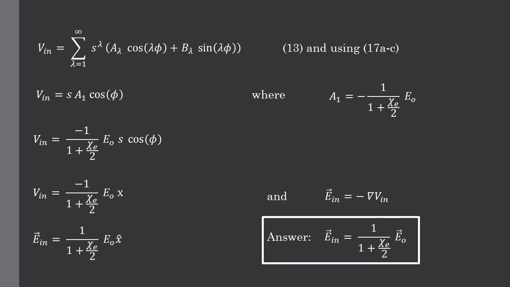So much like example 4.7 with the dielectric sphere in the uniform electric field, for the linear dielectric cylinder, we find that the electric field inside the cylinder is just the electric field E naught, but the magnitude is divided by 1 plus chi over 2. So the magnitude is reduced, but the field remains constant inside the cylinder and pointed in the same direction as it did initially. With this, we've solved problem 4.22.